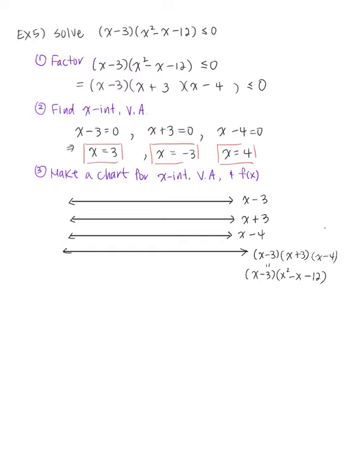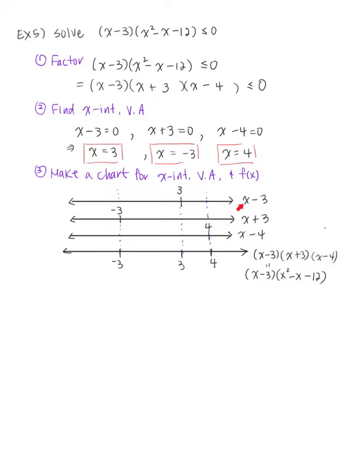All right, so now let's jot down the x-intercepts. So the x-intercepts are x equals 3, let me write that as 3, and negative 3, and then positive 4. Okay, so here we're going to have negative 3, 3, and 4. All right, so ready to do this?